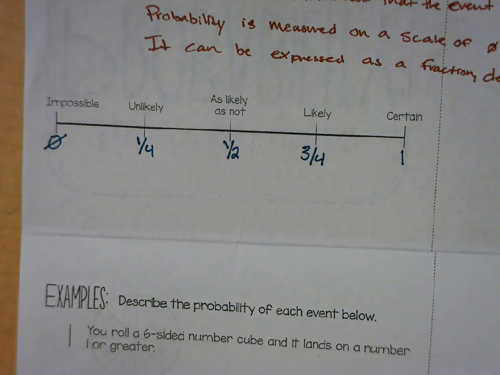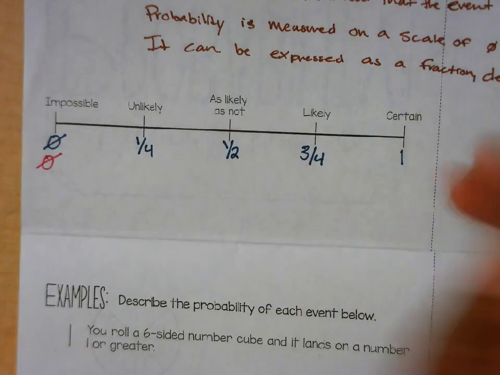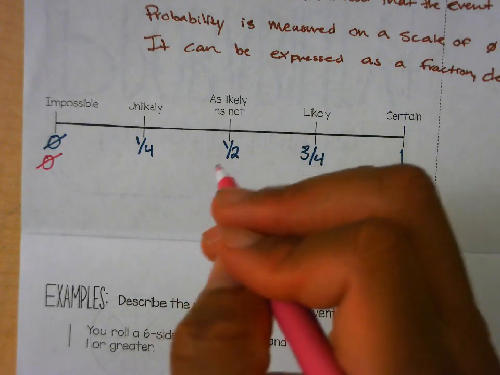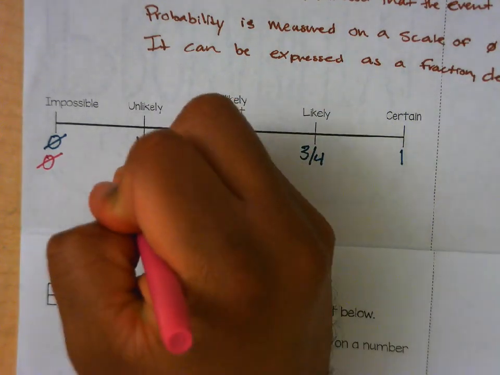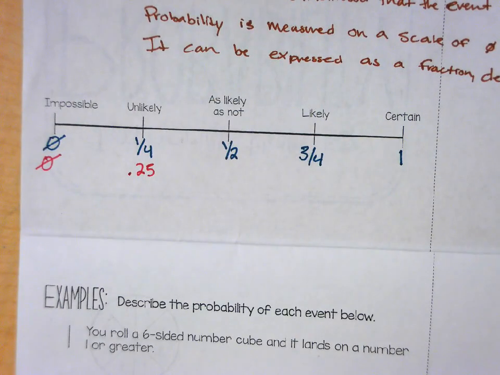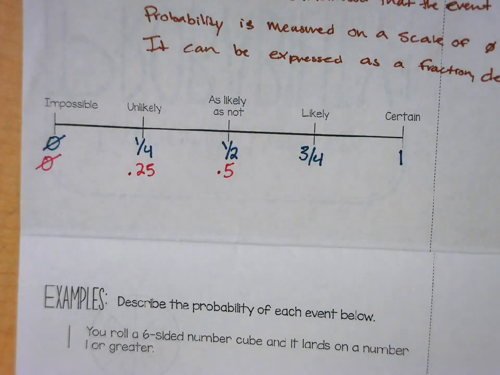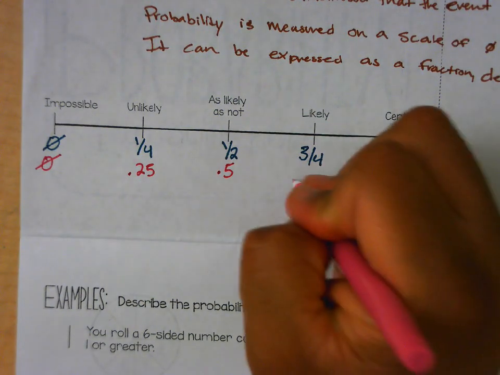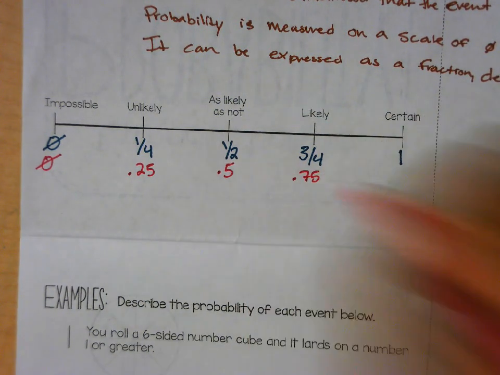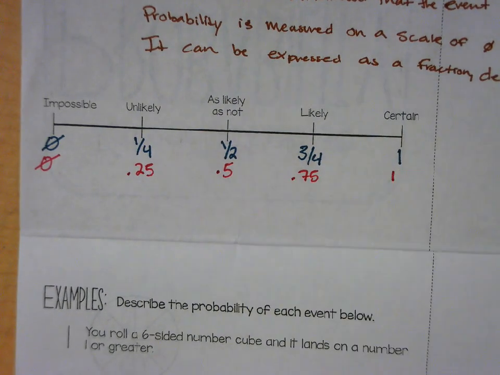What would that look like as decimals? What would 0 look like as a decimal? 0. What would 1/4 look like as a decimal? 0.25. What would 1/2 look like as a decimal? 0.5. What would 3/4 look like as a decimal? 0.75. What would 1 look like as a decimal? 1.